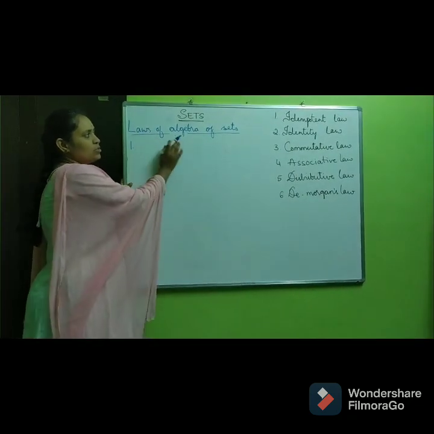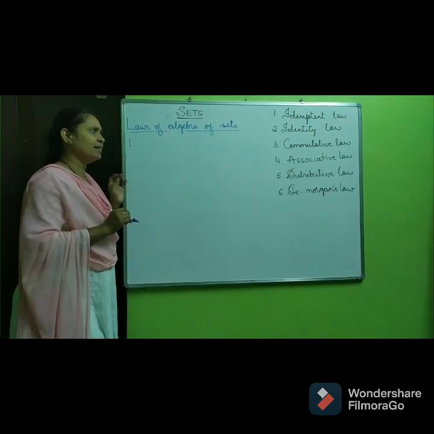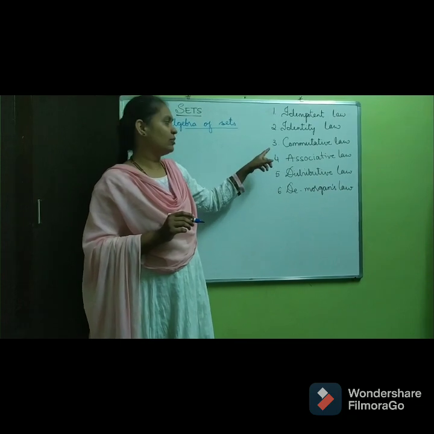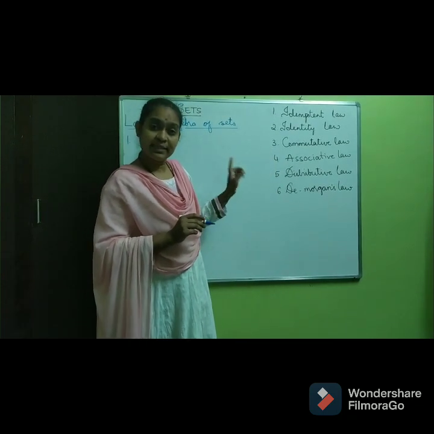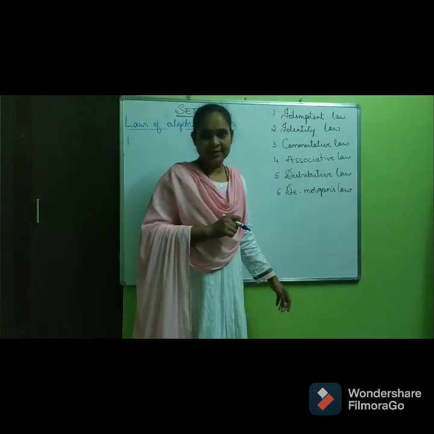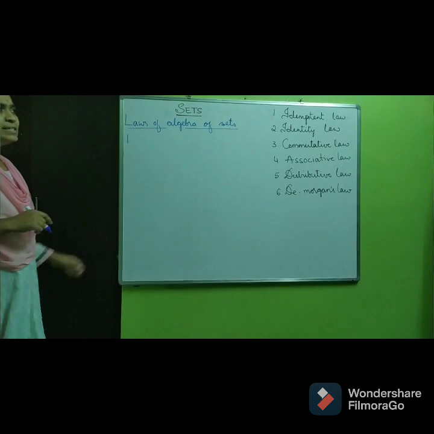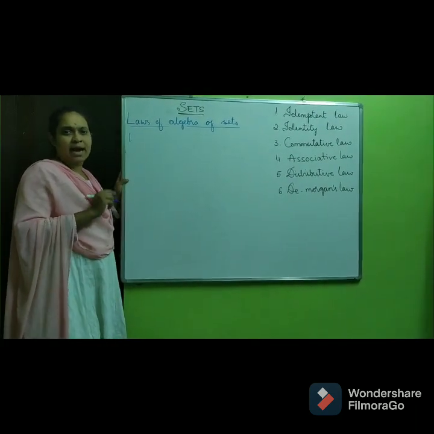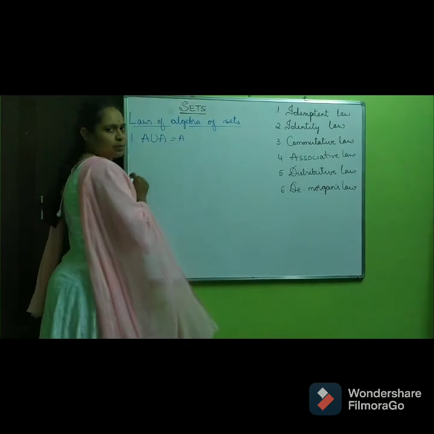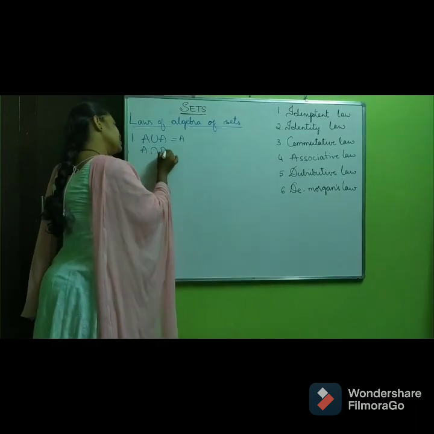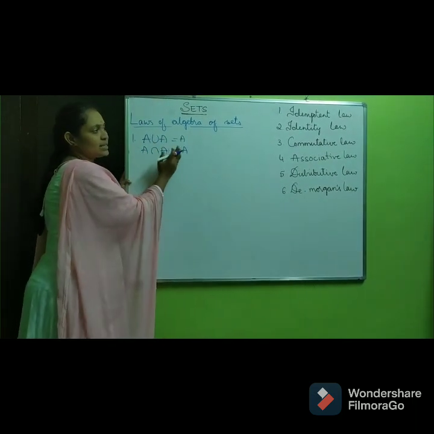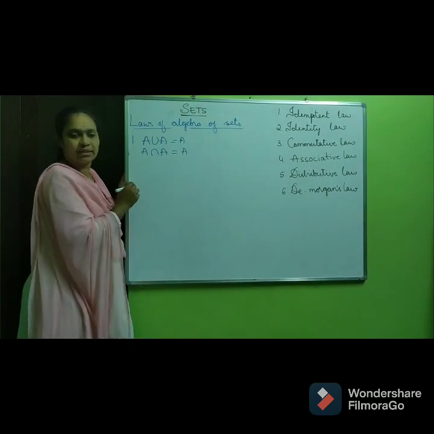Let's discuss laws of algebra of sets. We have idempotent law, identity law, commutative law, associative law, distributive law and De Morgan's law. Let me tell you what these laws are. First is idempotent law. Idempotent law says A union A is equal to A intersection A is equal to A.